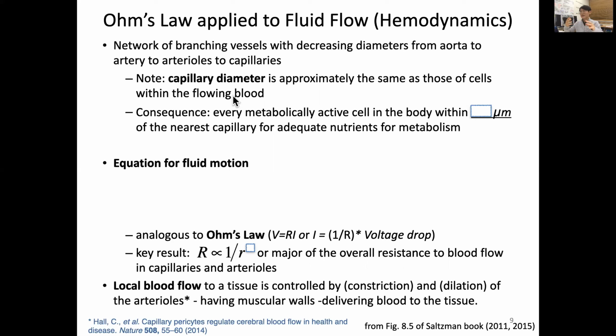So the capillary is really small. It's approximately smaller than or the same as the RBC diameter, which is about, let's say, on the order of 5 microns. Because of this, every metabolically active cell in the body needs oxygen and nutrients by diffusion, so they usually lie within about 100 microns of the nearest capillary for adequate nutrients for metabolism. And don't trust this number too much, because it can vary from organ to organ.